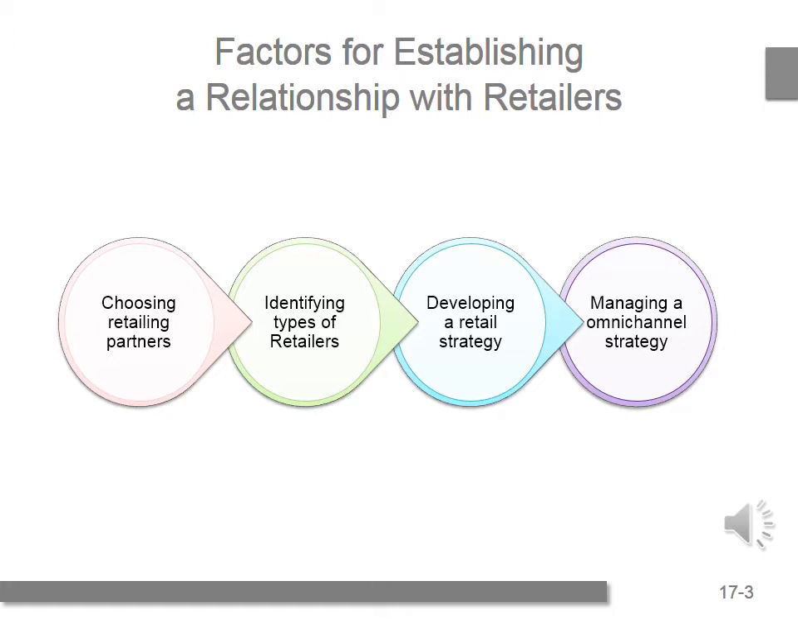In the third factor, manufacturer and retailer develop their strategy by implementing the 4 P's. Finally, the fourth factor, many retailers and some manufacturers use an omnichannel or multi-channel strategy which involves selling in more than one channel. For example, selling in the store, utilization of a catalog, and the internet.